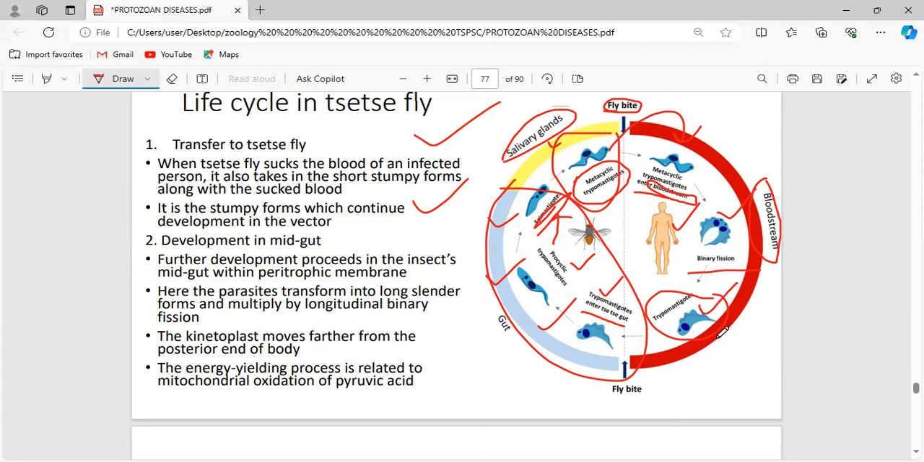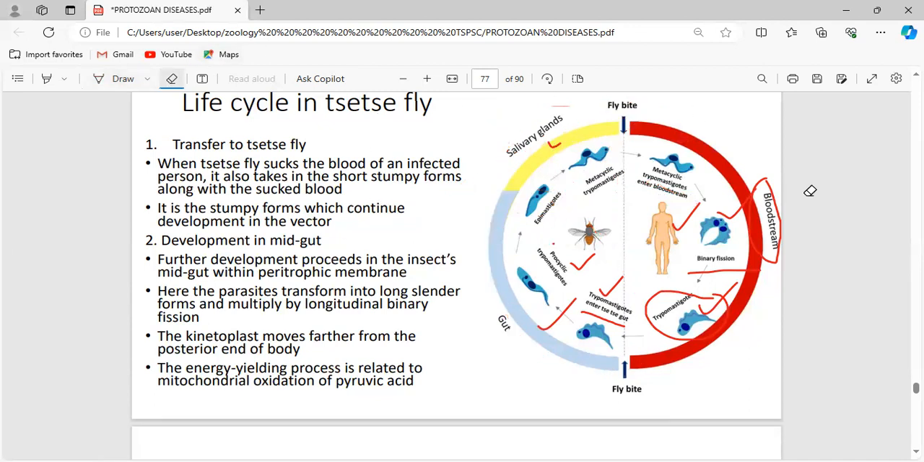Okay, this is the life cycle in the tsetse fly. This is more than sufficient to study Trypanosoma gambiense. Okay, that's all about the life cycle.